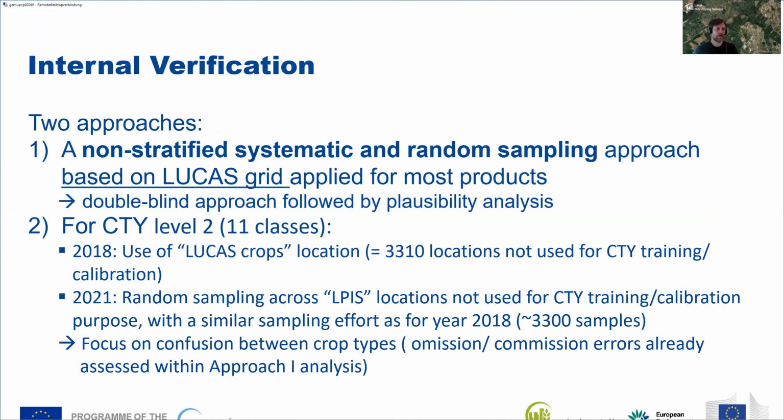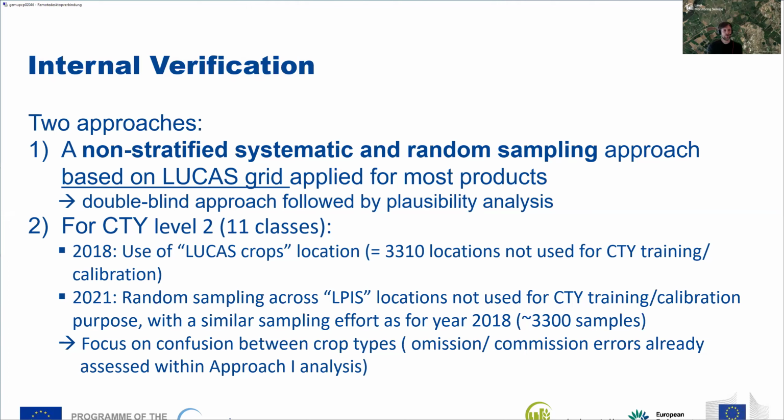Shortly, an introduction to these 2 approaches that I mentioned earlier. The first approach, which is used for all the status layers and the change layers, is based on a non-stratified systematic and random sampling based on the Lucas grid, and applied for the status layers and the change products. There, a double-blind approach followed by a plausibility analysis is done to retrieve the accuracy metrics.